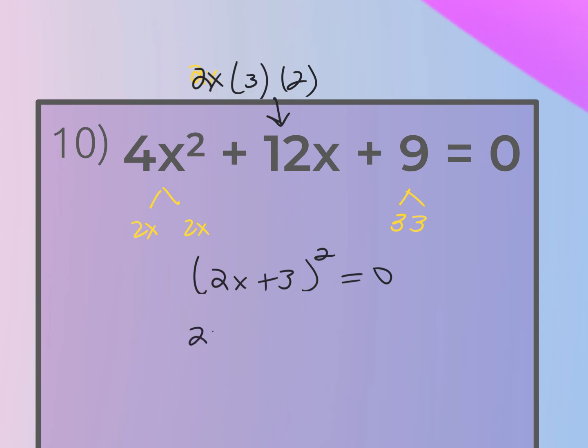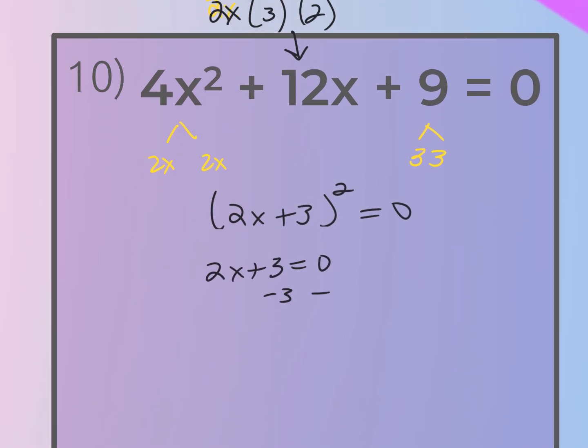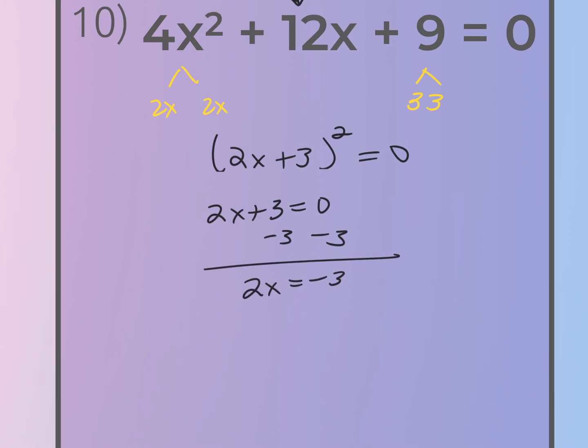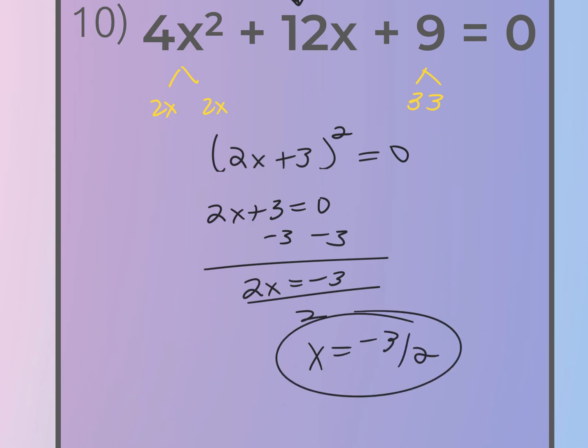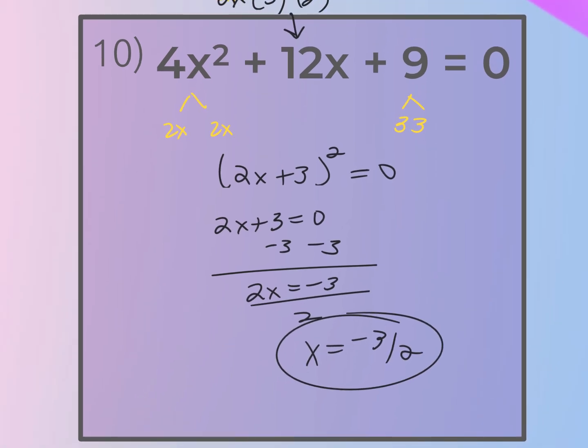So I would say 2x plus 3 equals 0. Subtract 3. 2x equals negative 3. Divide both sides by 2, and x equals negative 3 over 2. How many negative 3 over 2's do you have? 2.